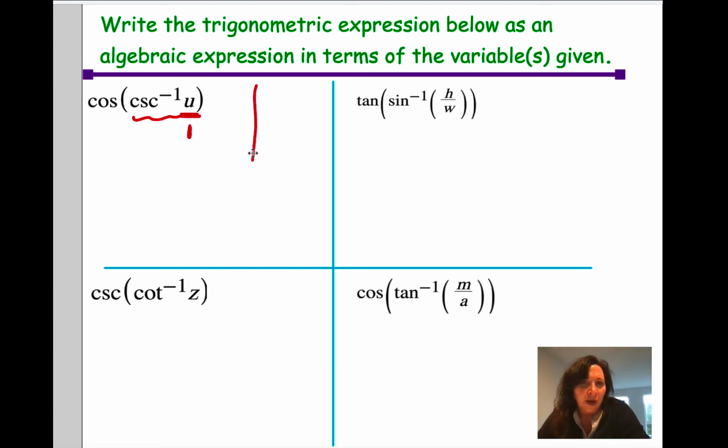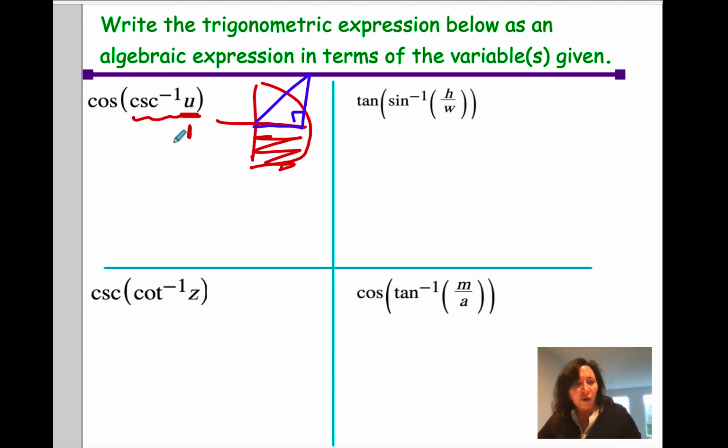So we're going to draw our little triangle like this. Cosecant being the reciprocal function of sine. Remember, sine has this restricted domain of first and fourth. So where am I? Not here, because it's positive. So we are in the first quadrant, and cosecant, reciprocal of sine, sine being opposite over hypotenuse. So cosecant is hypotenuse over opposite. So our hypotenuse is u, and our opposite is 1.